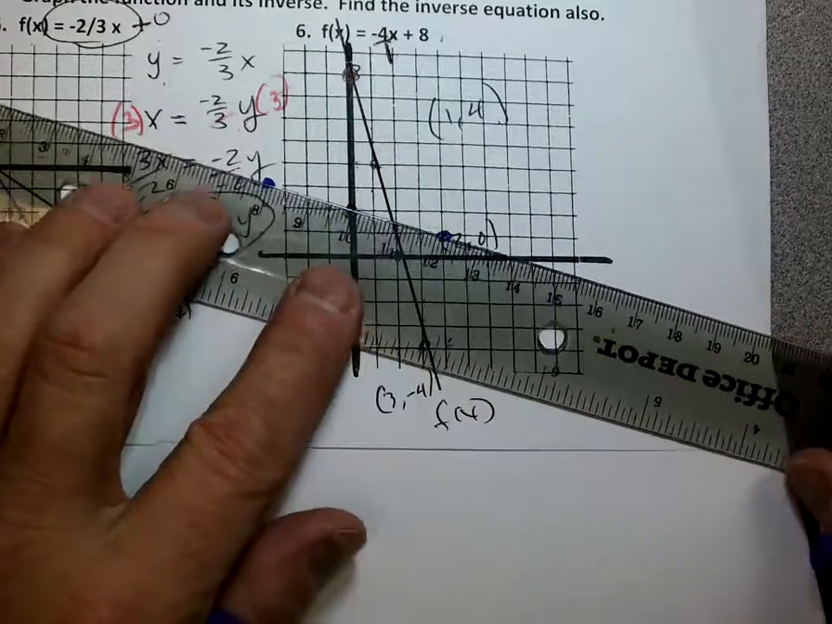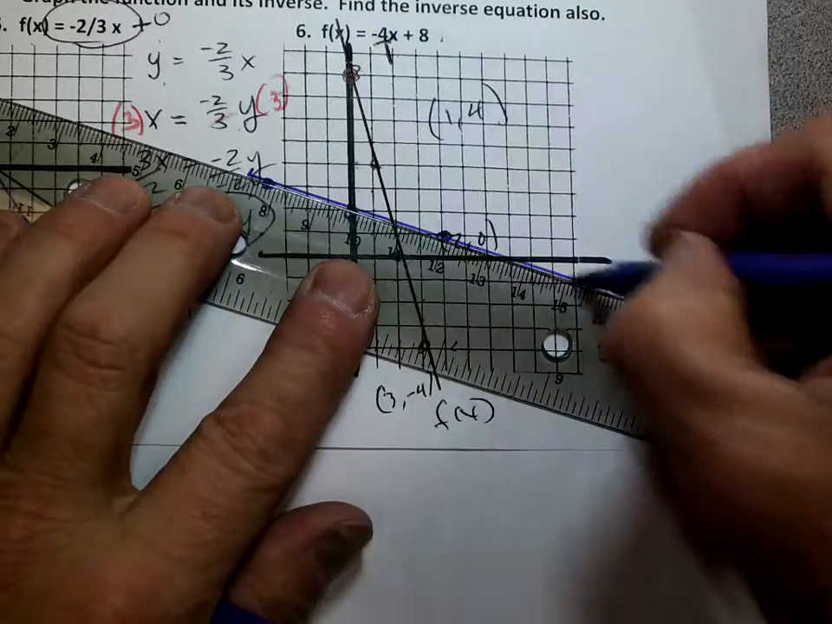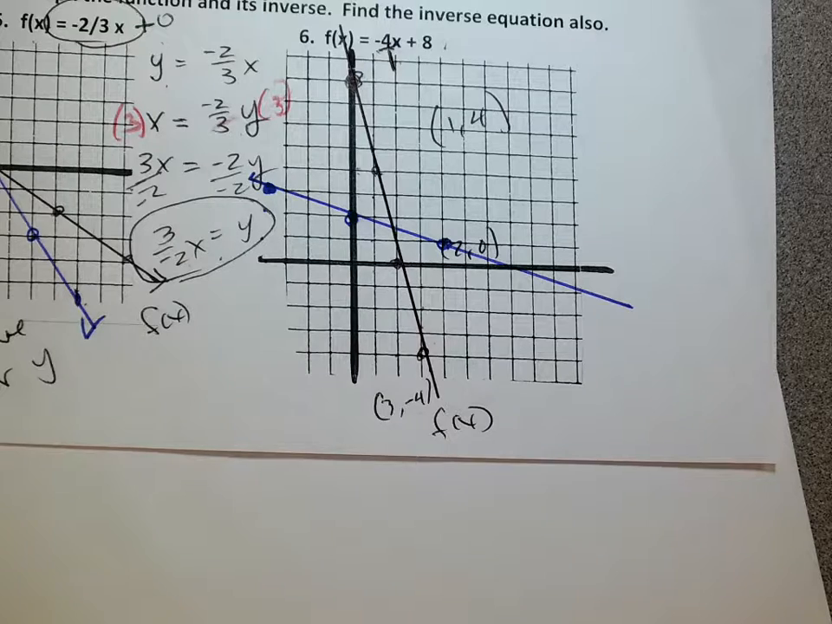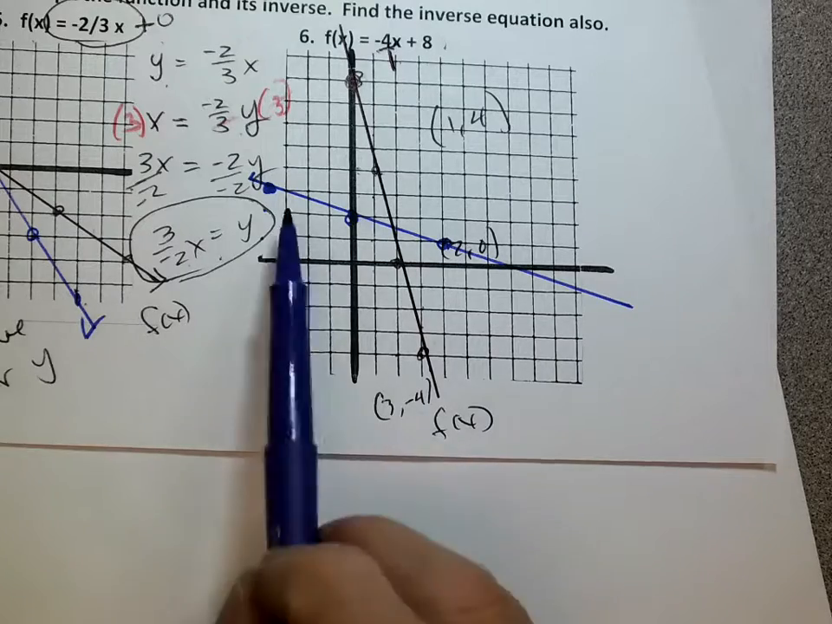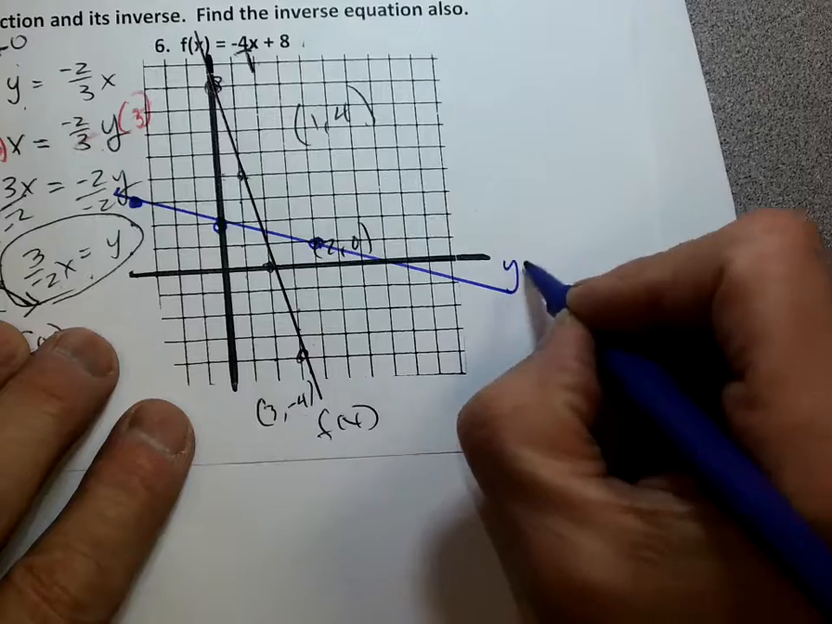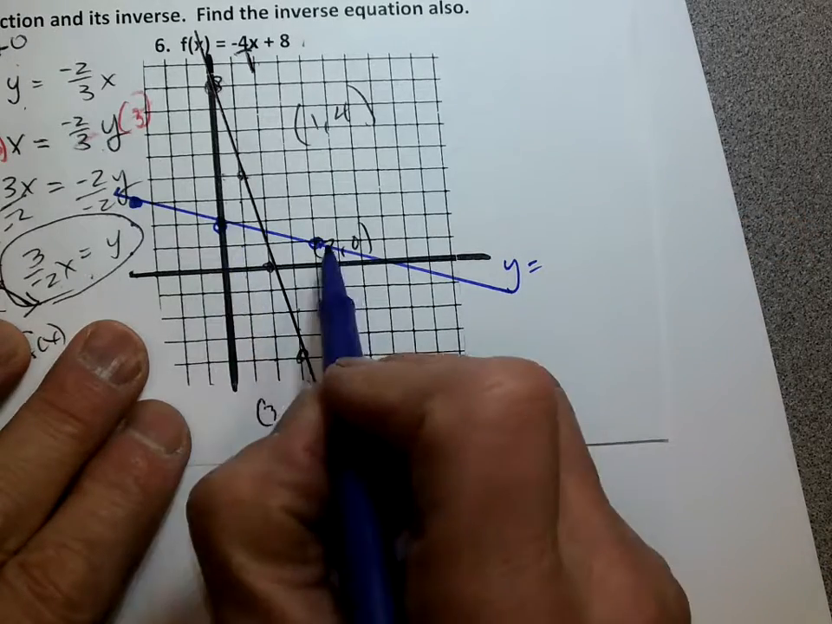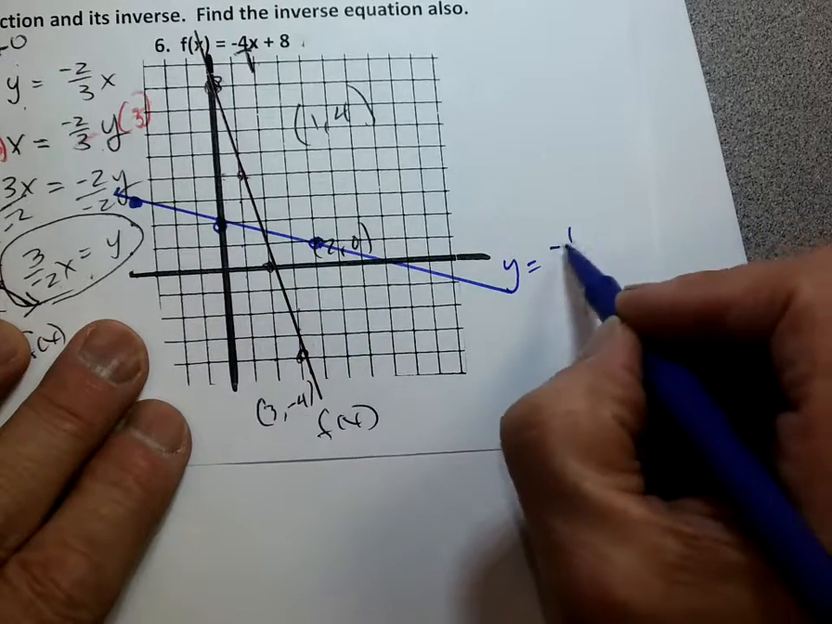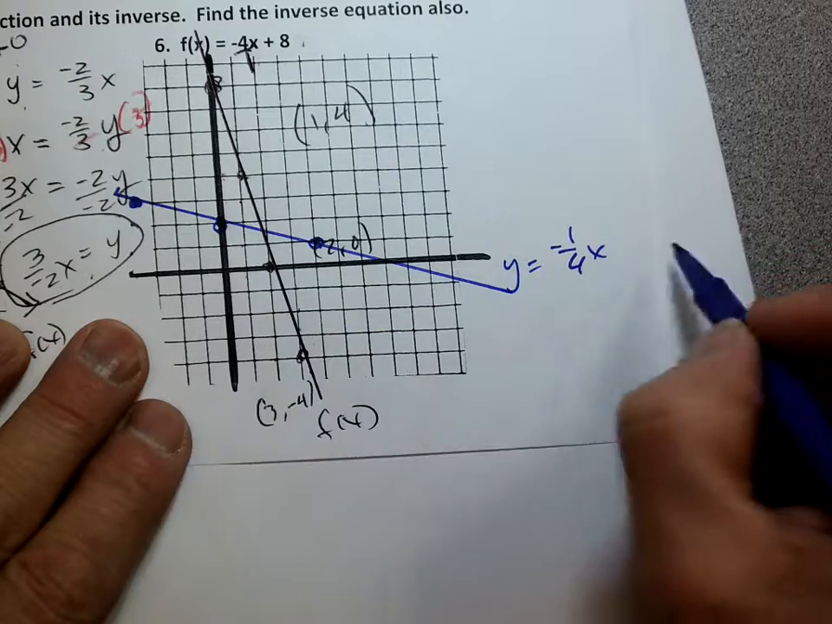Now, here's another way to get the inverse equation. If you get the line graphed correctly by doing point by point by point, switching around, hopefully you know that this equation is going to be y equals down 1 over 4, and negative 1 over 4x plus 2.